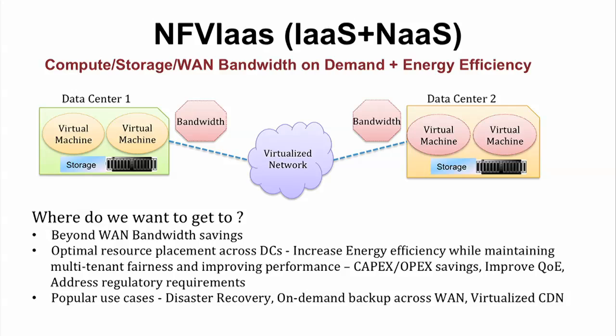The popular use cases are disaster recovery, on-demand backup across WAN, and virtualized CDN, especially content pre-positioning, where we want to make sure the content is closer to the user, at the data center which is very close to the edge. Essentially, if you're keeping content in a mobile base station, it's proximal to the user, and you can improve the quality of experience.